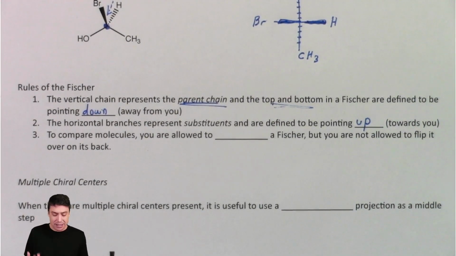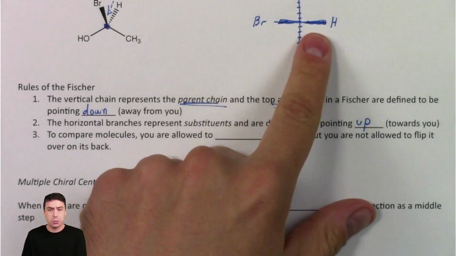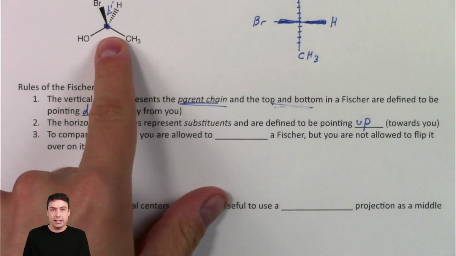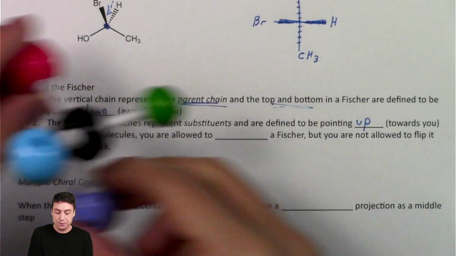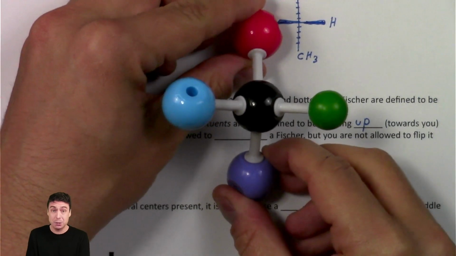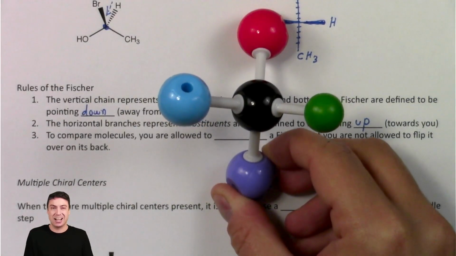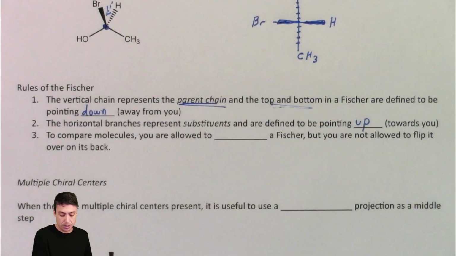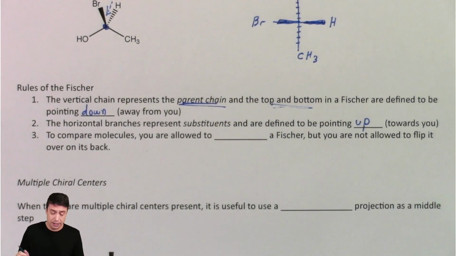Some people say, well, wait a minute, but I thought that H was on a dash. Yes, in the line angle, it was on a dash. In the Fischer, though, this is defined to be a certain way based on the geometry of kind of looking down the spine of the carbon. So if you're comparing molecules in a Fischer, and here's the thing, a Fischer projection is not fun to make.